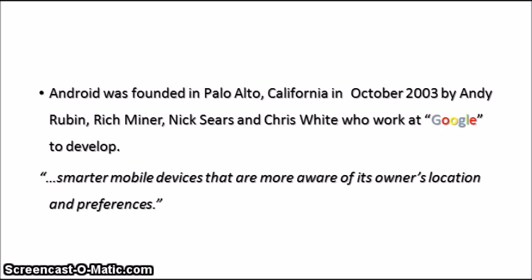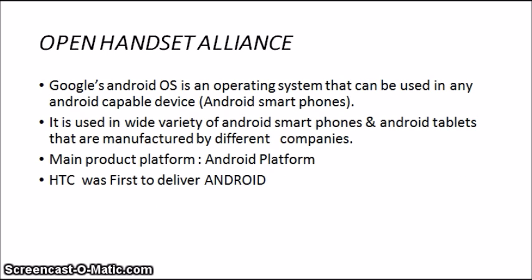Android was founded in Palo Alto, California in October 2003 by Andy Rubin, Rich Miner, Nick Sears and Chris White, who worked at Google to develop smarter mobile devices that are more aware of the owner's location and preferences. Open Handset Alliance.